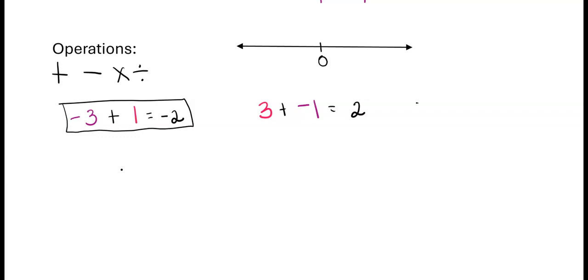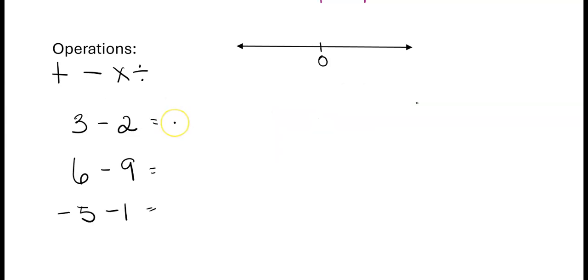But in this case, the absolute value of positive 3 is 3, the absolute value of negative 1 is 1, 3 minus 1 is 2, and because this positive 3 is further away from 0 in the positive direction, I'm going to keep that sign. So positive 3 plus negative 1 is positive 2.